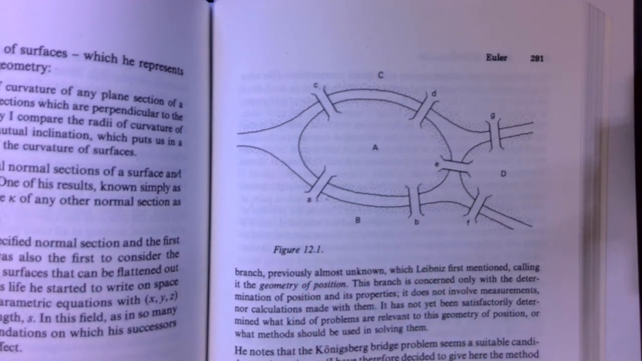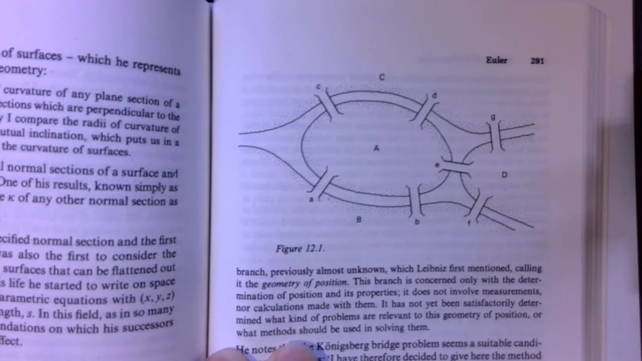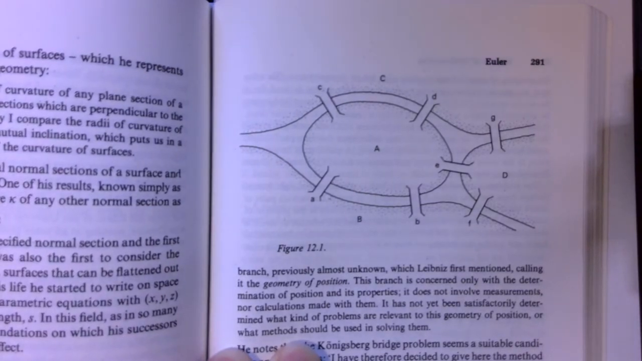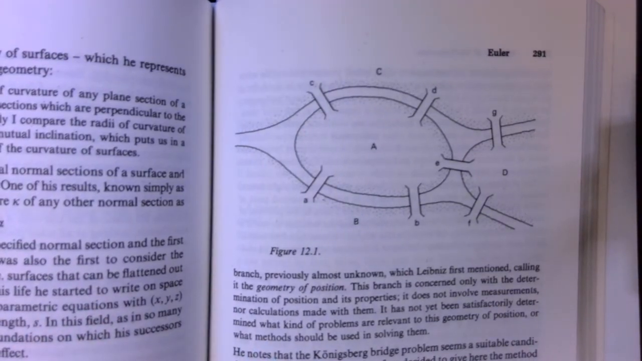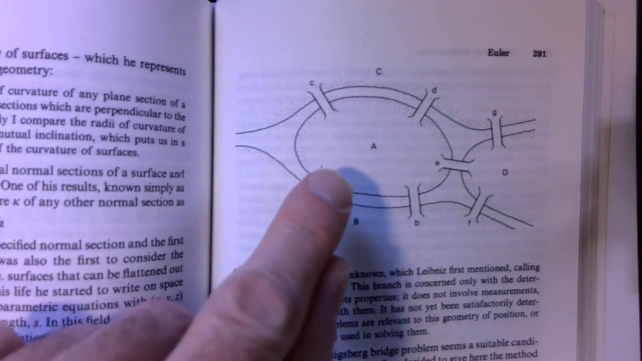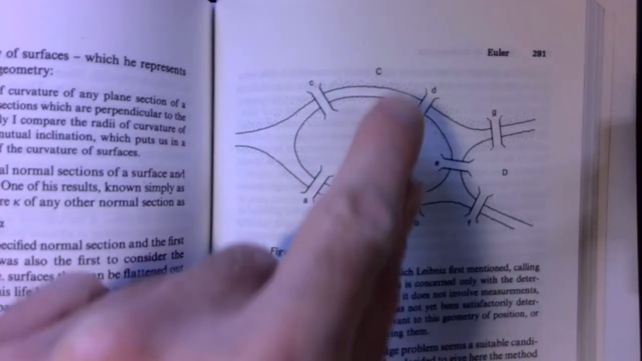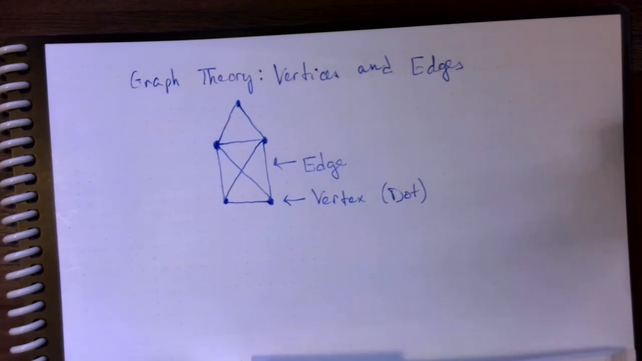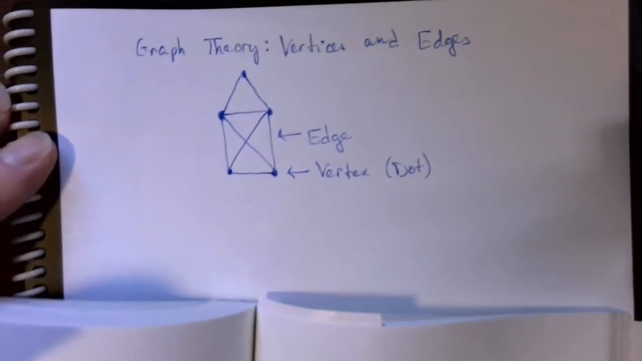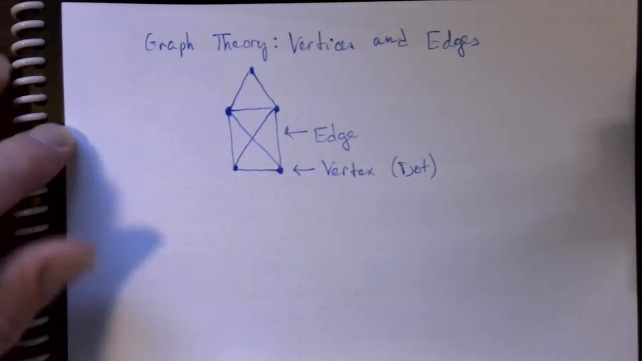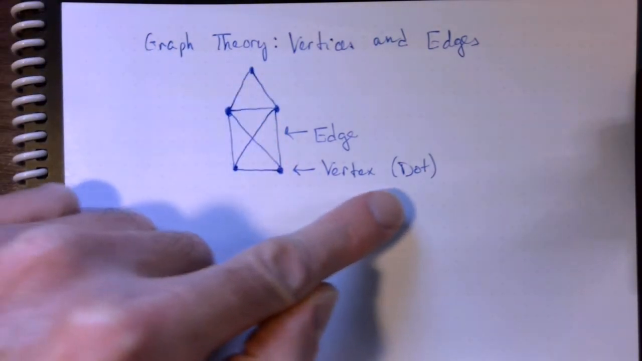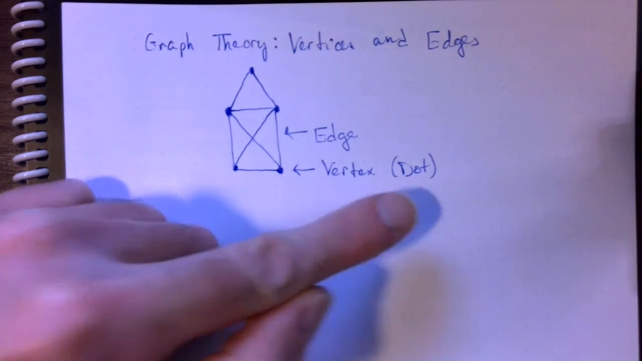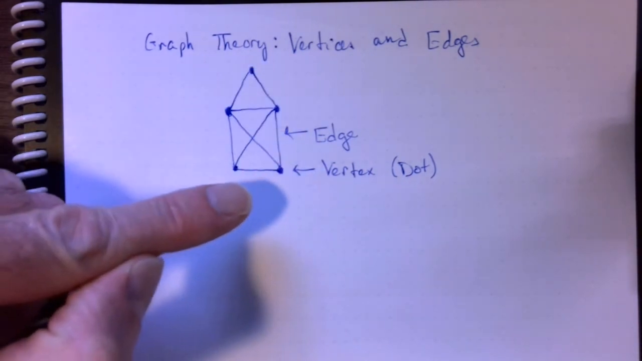Okay, so the way Euler solved this problem was to make it a little abstract. We don't need to talk about islands and bridges, we can just talk about connections between these land masses. So when we're talking about graph theory, we're talking about vertices and edges. A vertex, in this case, will be represented by a dot, and an edge will be represented by a line.